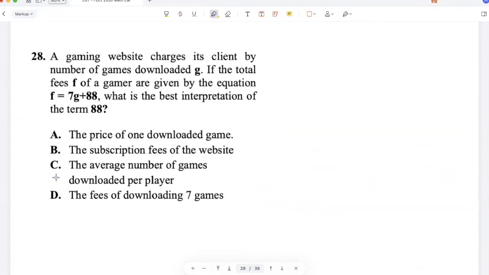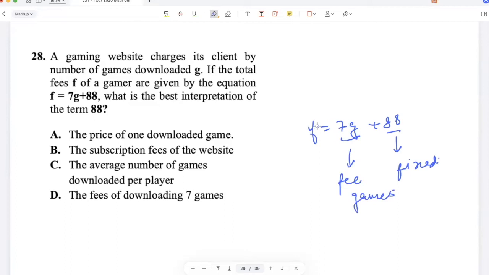A gaming website charges its client by the number of games downloaded. If the total fee of a gamer is given by this equation, what is the best interpretation of the term 88? So total fee is 7G plus 88. So this is like the fixed fee, right? While this is the fee related to the number of games, where the gamer is charged $7 per game, right? So that's why 7G, and 88 is the fixed fee.